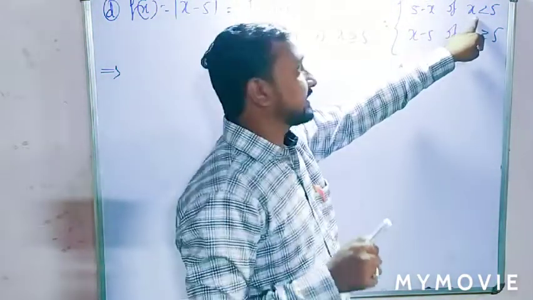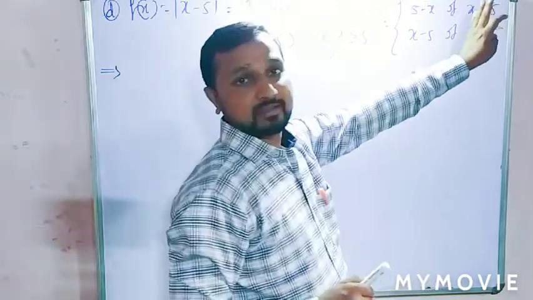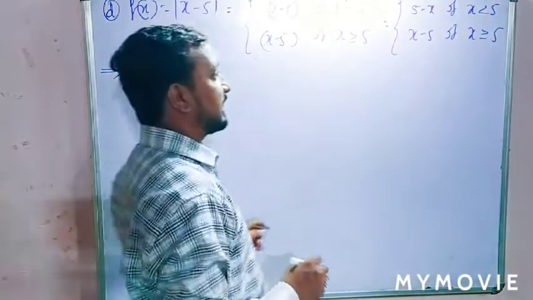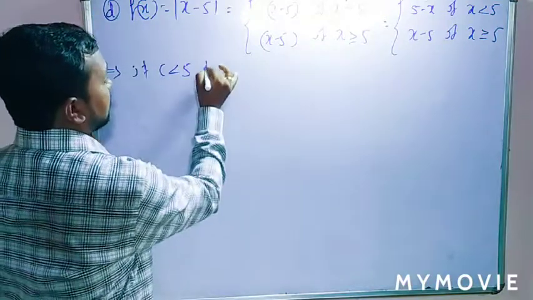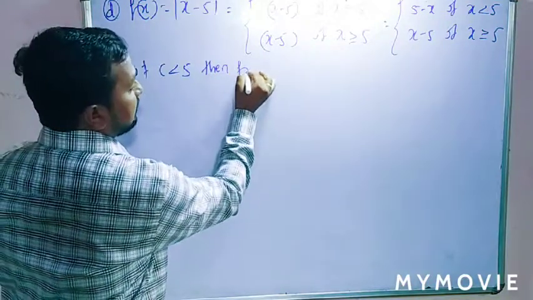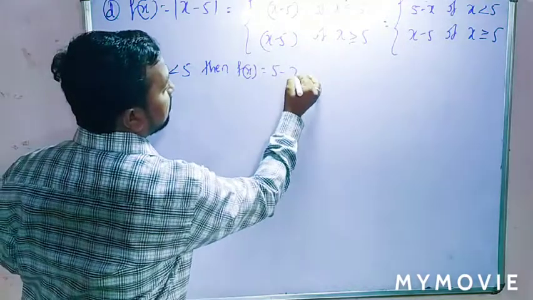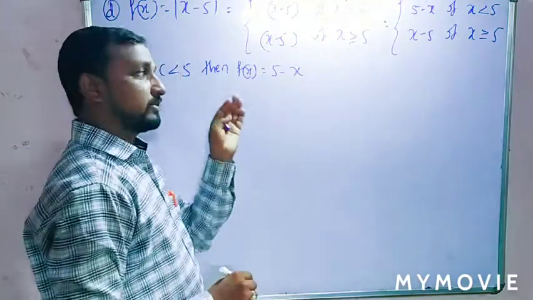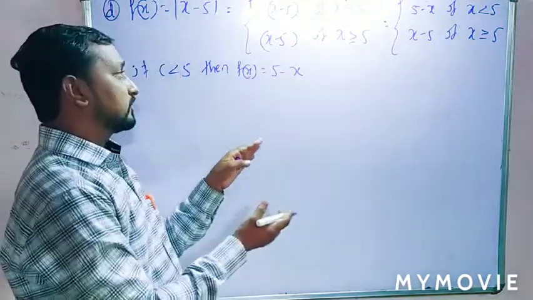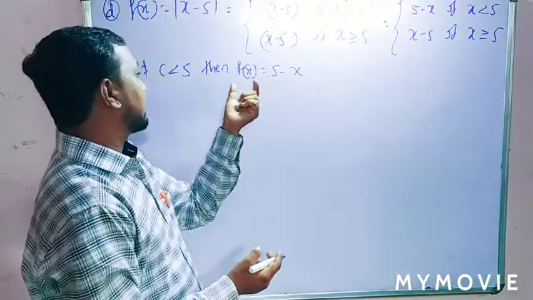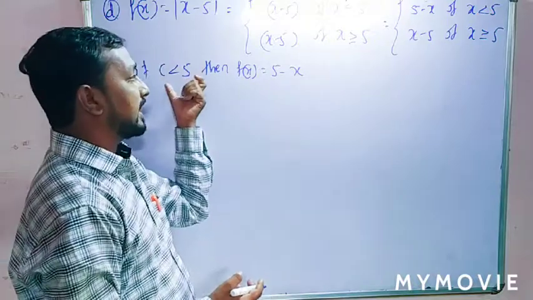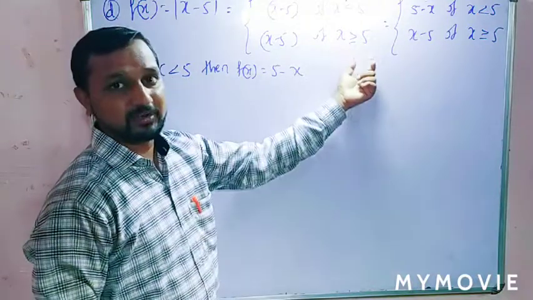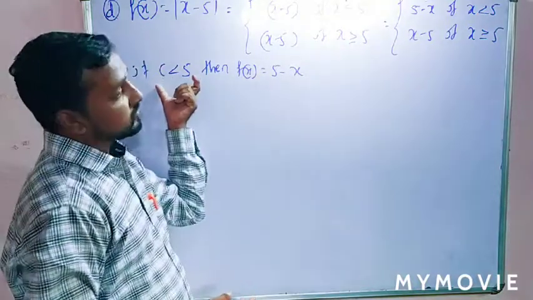Take the general case where c is less than 5. In the previous example, if c is less than 5, then what is your function? Then f of x equals 5 minus x. So by using two methods, we already know that this is a function. Then again apply the general case as c equals 5, then the function should be continuous at c less than or equal to 5.